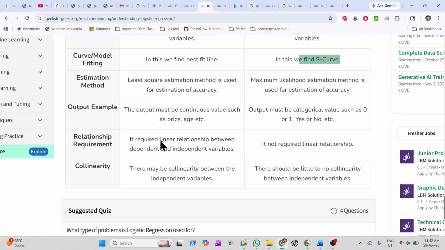Relationship requirement: linear regression requires a linear relationship between dependent and independent variables. Here that relationship is not required, as we are putting an S-curve on top of it. Collinearity: in logistic regression there should be little or no collinearity between independent variables. Independent variables should not be related. Here in linear regression, even if they are related to some extent, it works.